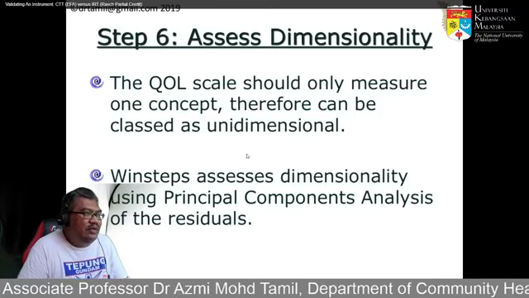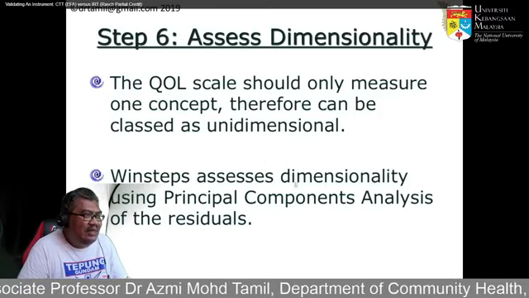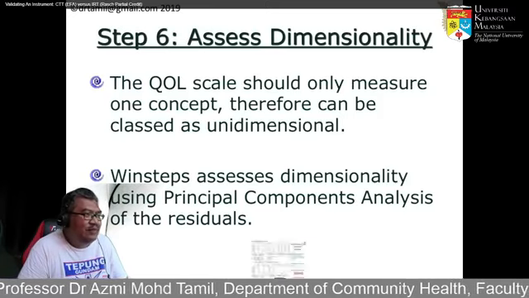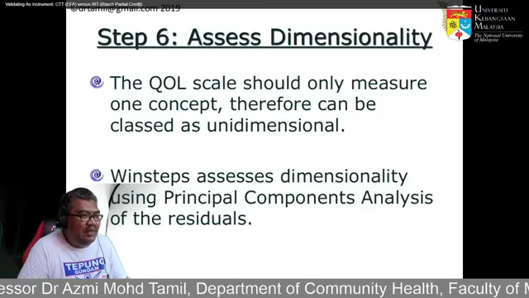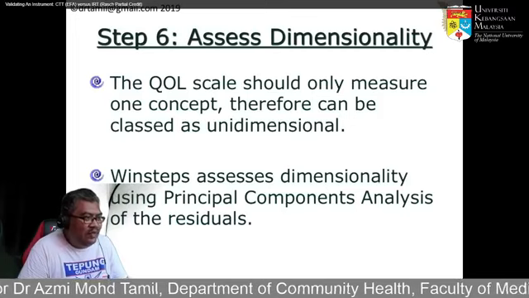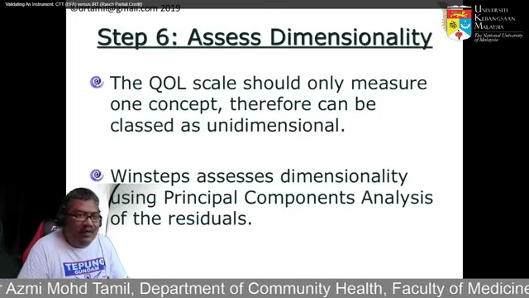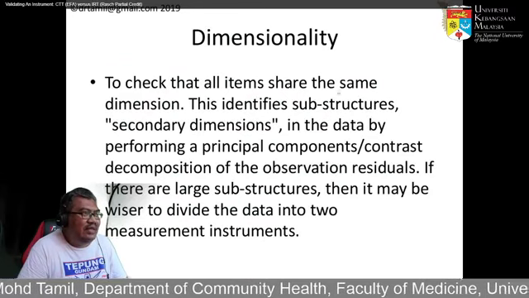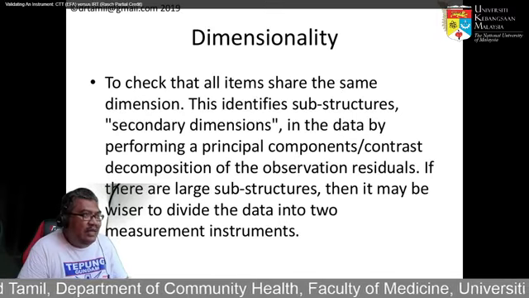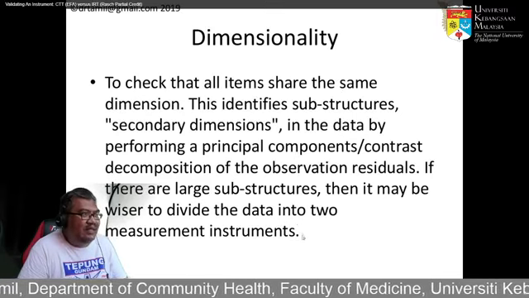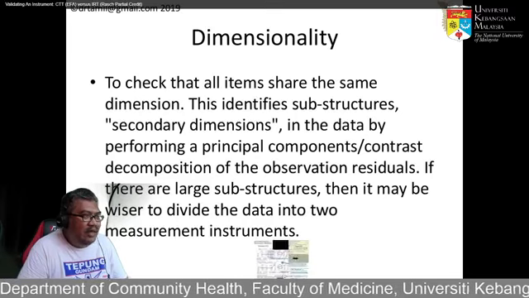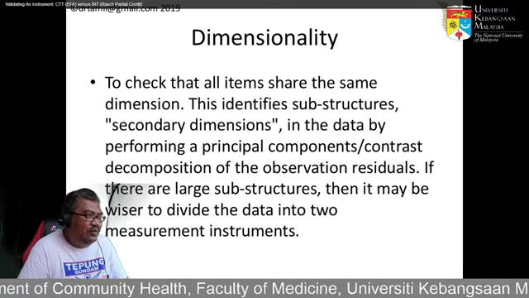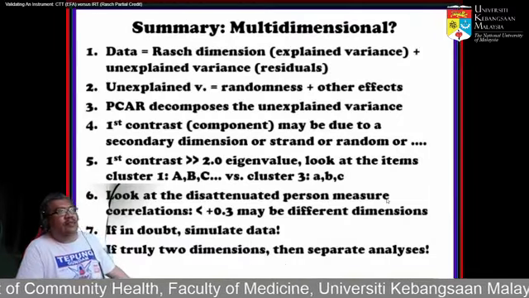Okay, because you want to see whether they are unidimensional or multidimensional, we will put in everything together. Why? Because we see a lot of people have this global score for quality of life. So is it really true that you can have a global score of quality of life? You need to check that all items share the same dimension, and this analysis will help to identify secondary dimensions. Maybe if it is true there is more than one dimension, it is better to divide into two measurement instruments.